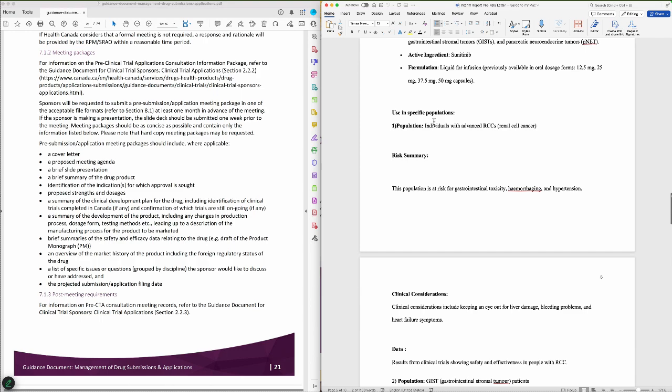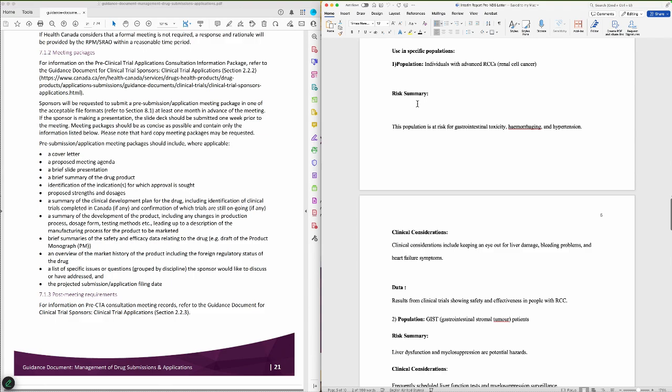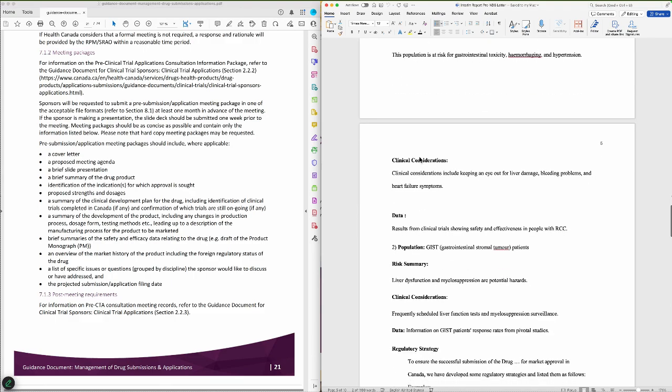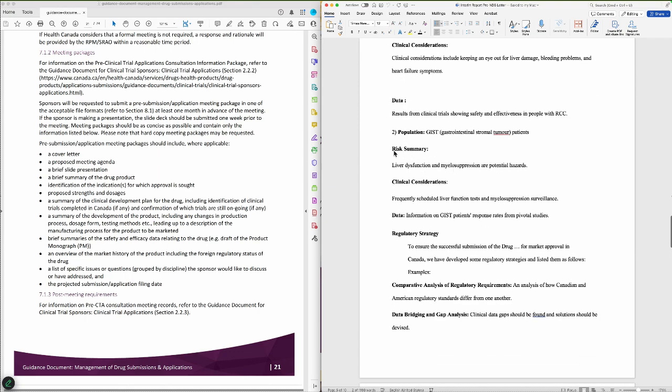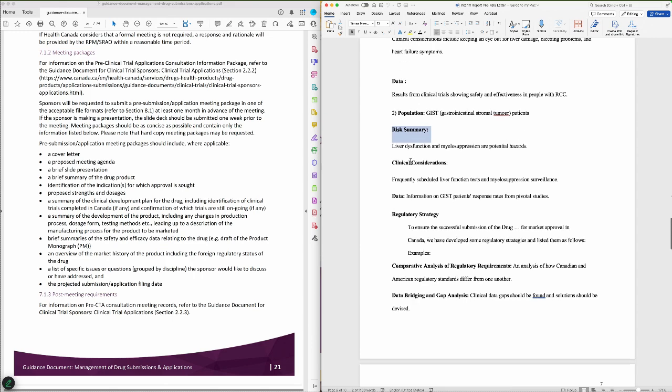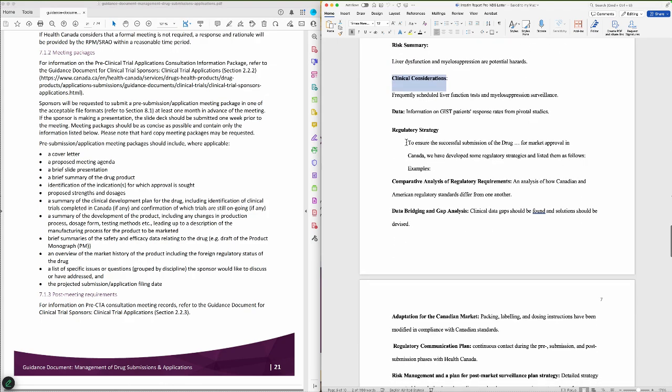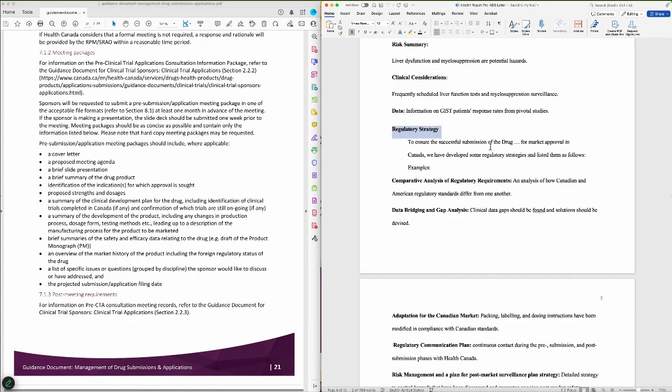And then specific population, we looked into that as well. The use is for that. Now the risk summary, if there's any risk. We also talk about the clinical considerations, about the data, about the population. Then you have a section for the risk summary. You see, I'm just completing the template that was given to me by Health Canada. So we look into clinical consideration, and then we have a section for regulatory strategy. So here, for us, we wrote to ensure the successful submission of the drug for market approval in Canada.